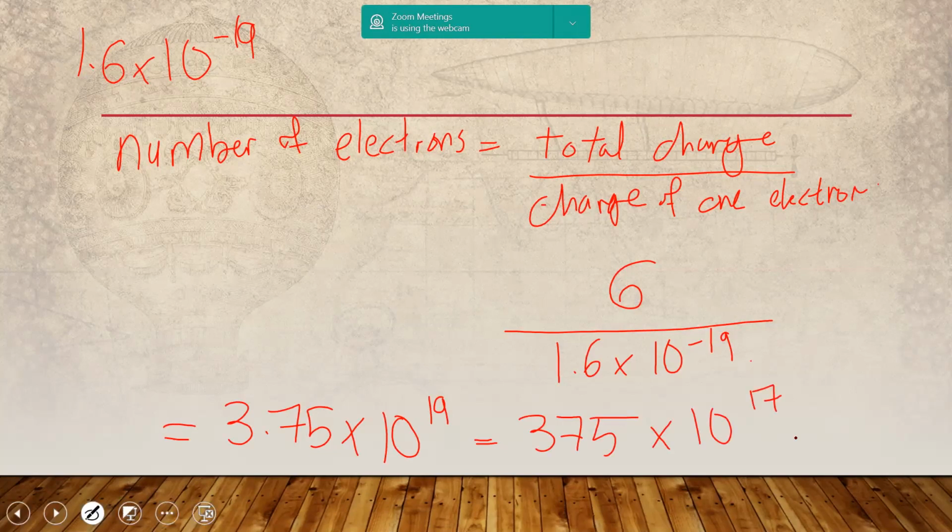So that's what I want to tell you about it: the number of electrons must be a whole number. Why? Because the total charge is a whole number multiplied by the charge of one electron. So the number of electrons that will be transferred from one atom to another is a whole number multiplied by 10 to the power 19 or 17.